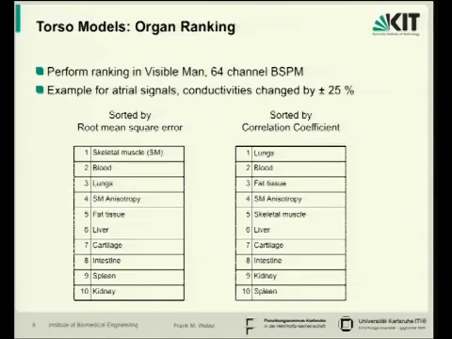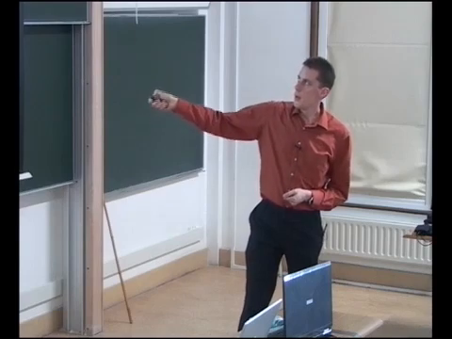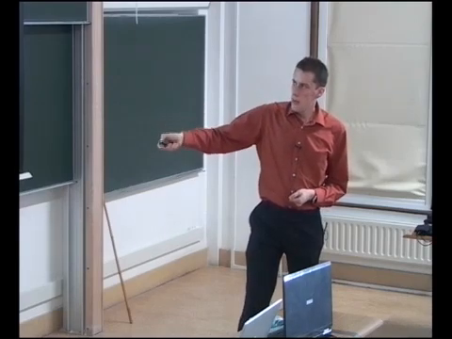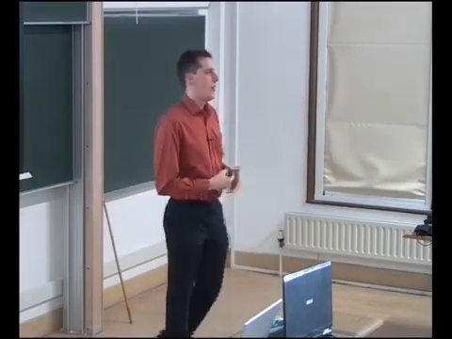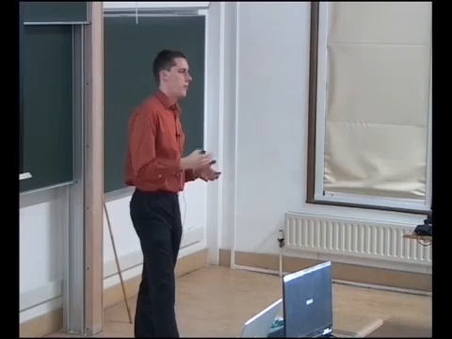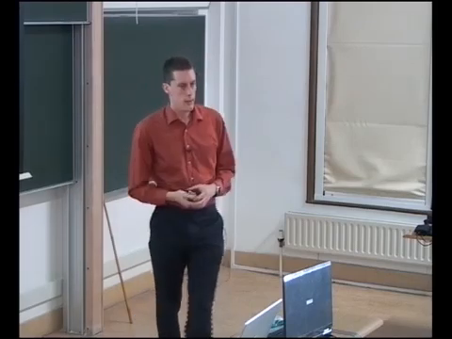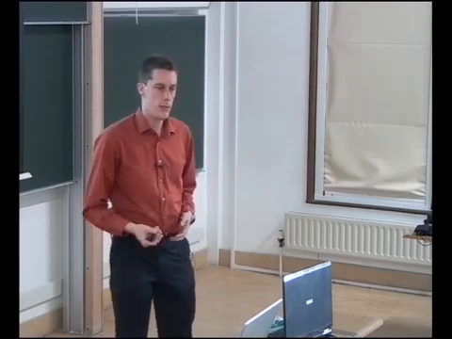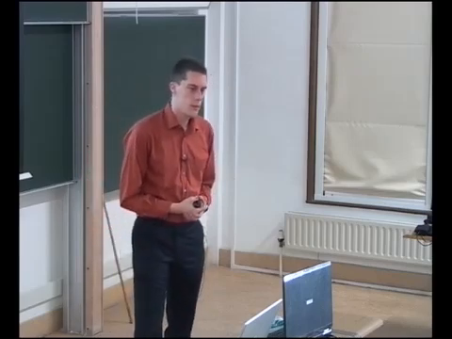And then you can see there are organs here. This is for the atrial signals, so for the P wave, which are more important. Although the order is not the same, here the skeletal muscle, blood, lungs, fat tissue, also this block here, are more important than the other organs.